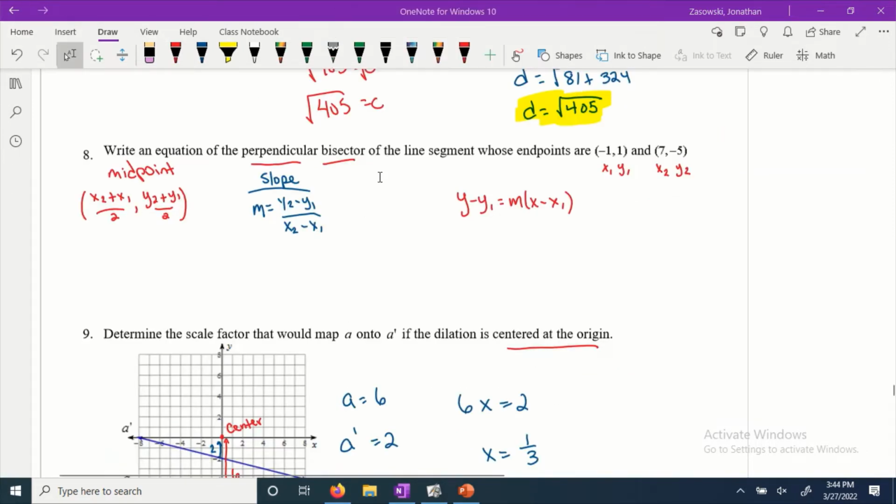Okay, so perpendicular bisector, remember we're doing the midpoint, the slope. We're going to use the midpoint and the perpendicular slope to state our equation. So the midpoint, x2, so 7 plus negative 1 for the x's.